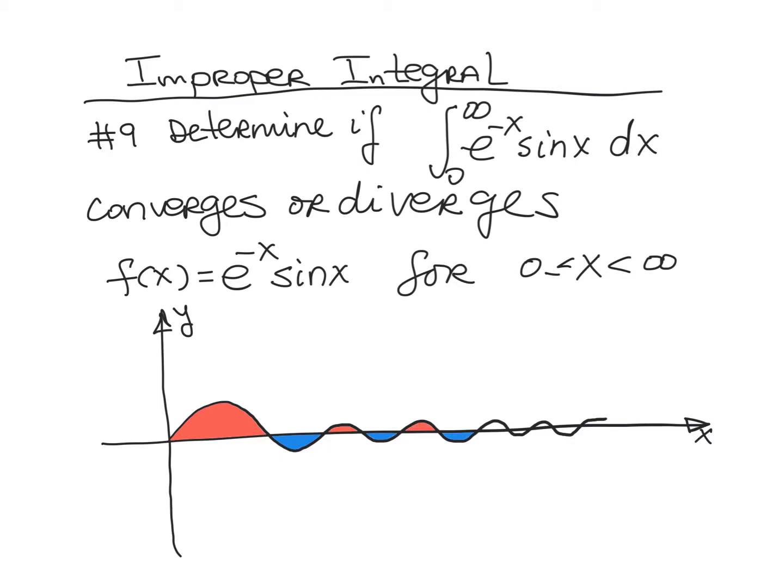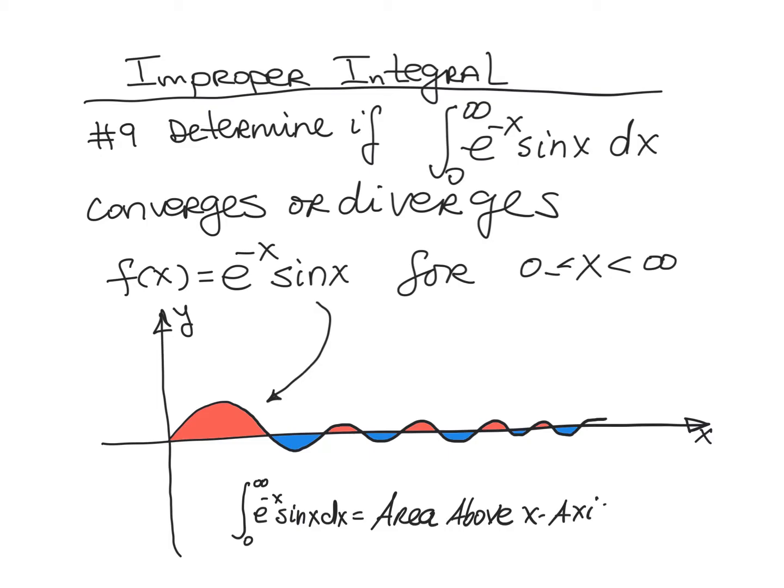And so the improper integral from 0 to infinity of e to the negative x sine x is equal to the net area enclosed by this graph and the x-axis. That means the integral from 0 to infinity of e to the negative x sine x can be said to equal the area enclosed above the x-axis minus the area enclosed below the x-axis. So this is called the signed area.